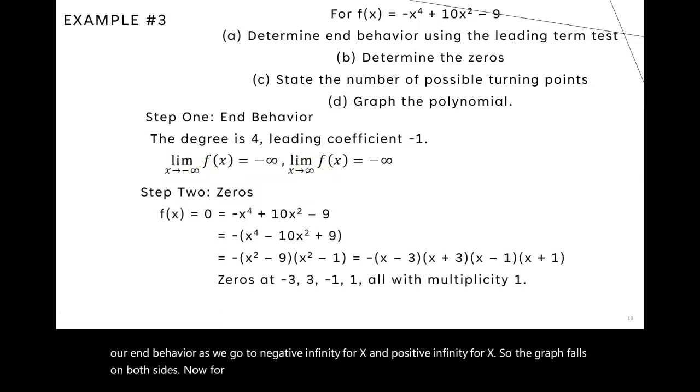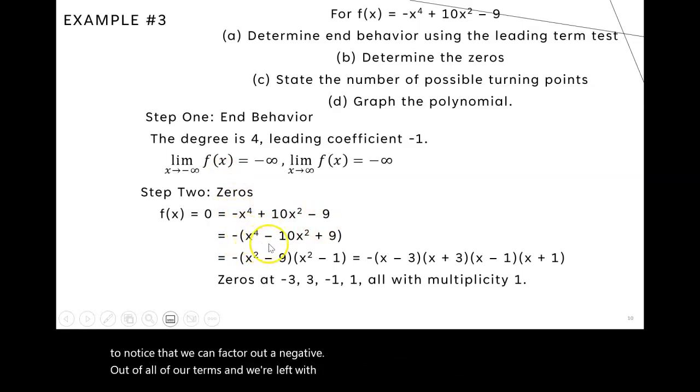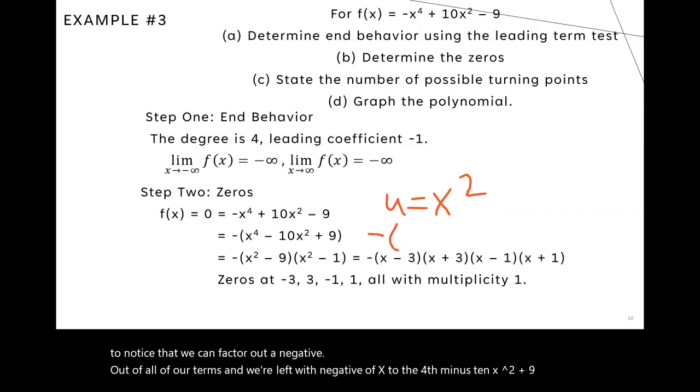Now for the zeros, it becomes a little bit more challenging. In this case, I want you to notice that we can factor a negative out of all of our terms, and we're left with negative of x to the fourth minus 10x squared plus 9. One of the things we can look at is that this looks very similar to something like x squared minus 10x plus 9. What we'll talk about in a little more depth is what we might call a u substitution here. That is, if u is equal to x squared, then x squared squared is equal to x to the fourth. So we might be able to write that as u squared, right?